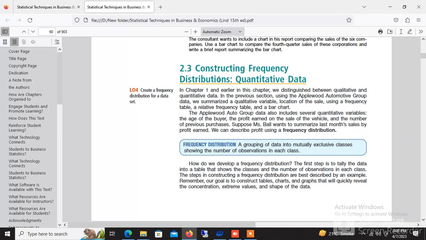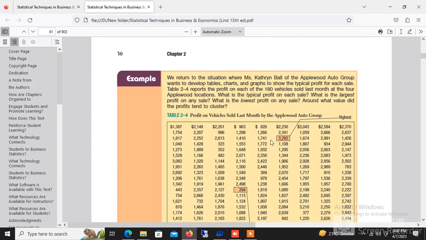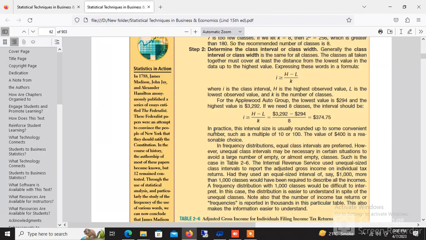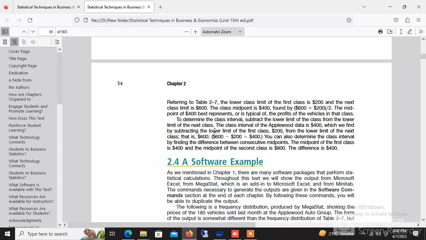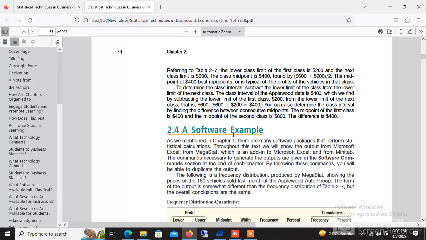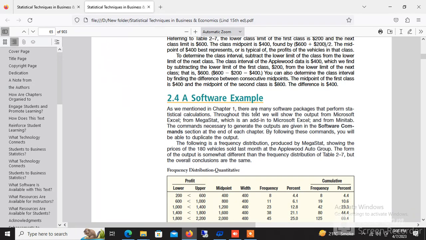Constructing frequency distributions for quantitative data. Frequency distribution: a grouping of data into mutually exclusive classes showing the number of observations in each class. Software example. As we mentioned in chapter 1, there are many software packages that perform statistical calculations. Throughout this text we will show output from Microsoft Excel and MegaStat, which is an add-in to Microsoft Excel.